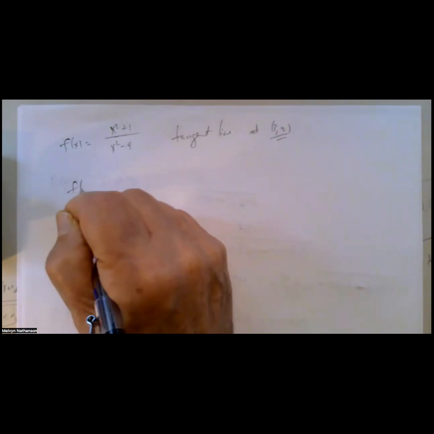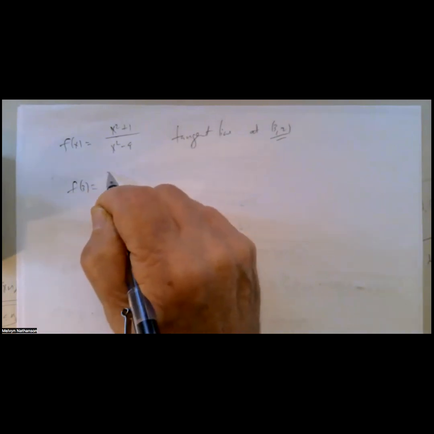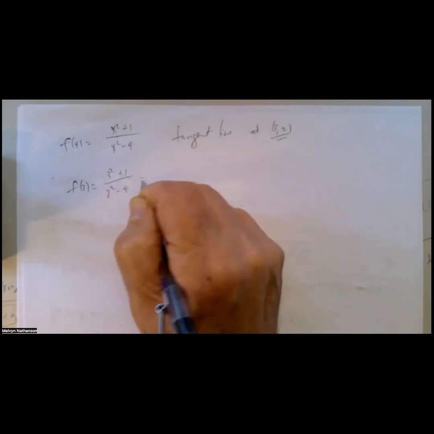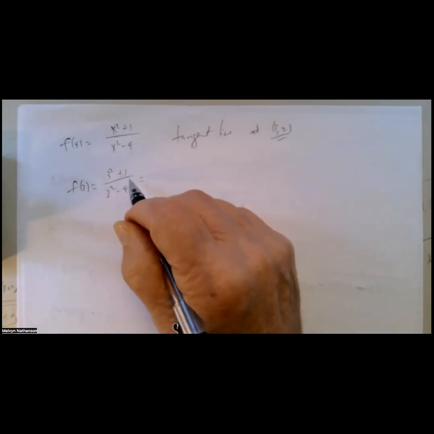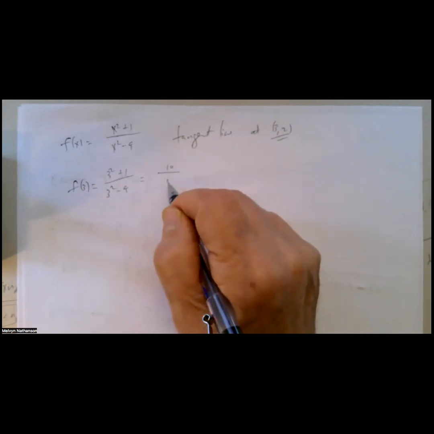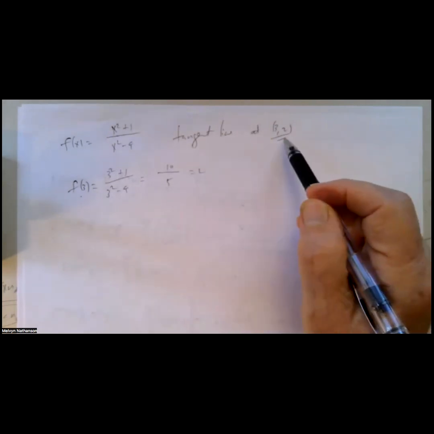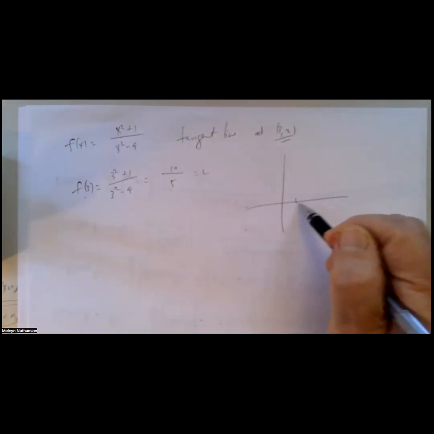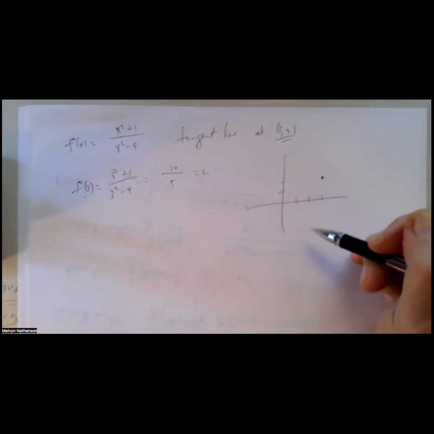And in fact, what is f of 3? F of 3 is 3 squared plus 1 over 3 squared minus 4. 3 squared is 9 plus 1 is 10. 9 minus 4 is 5. 10 over 5 is 2. So f of 3 is equal to 2. So this point (3, 2) does lie on the curve.